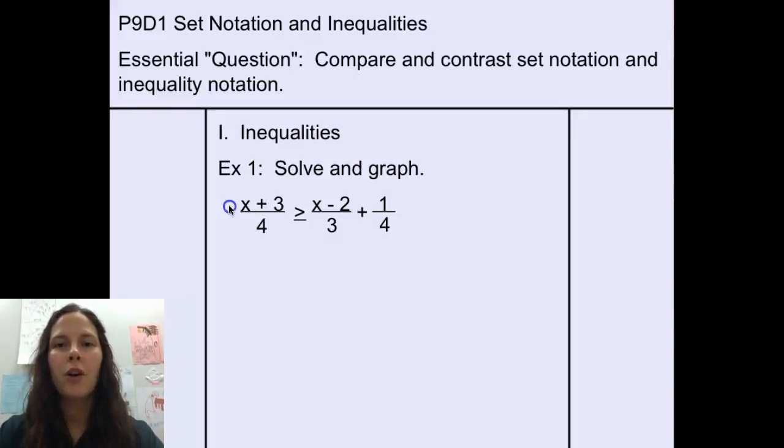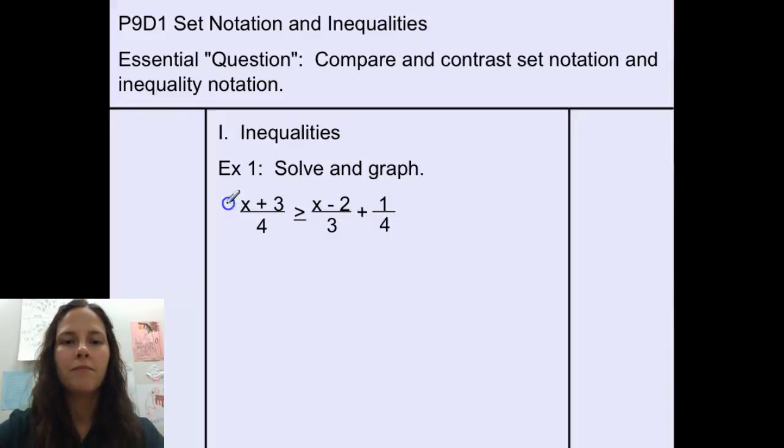In this case, we're going to want to find our common denominator so that we can multiply every term by that common denominator to get our denominators to cancel. In this case, our common denominator is 12. Multiplying each piece by 12.